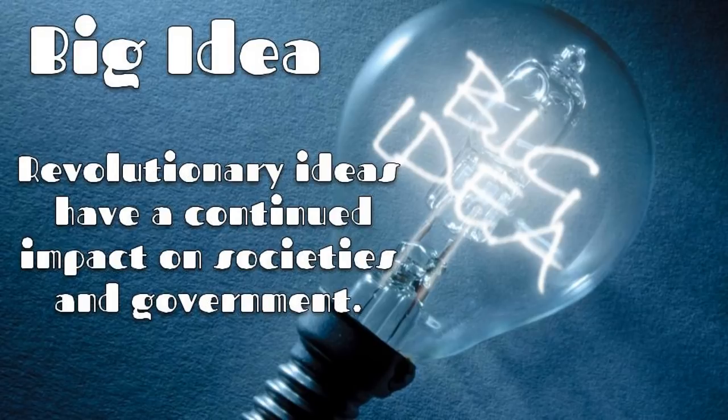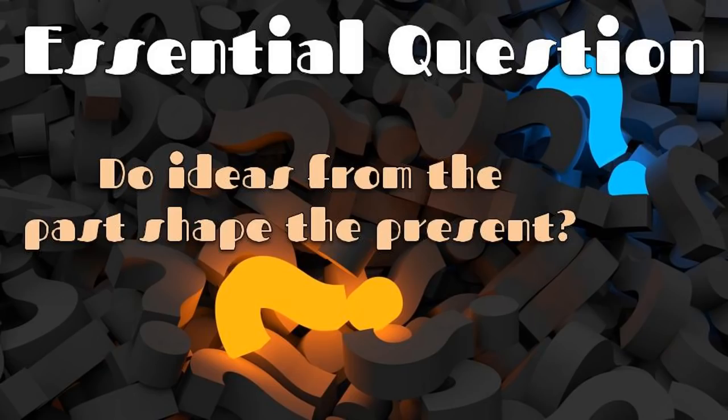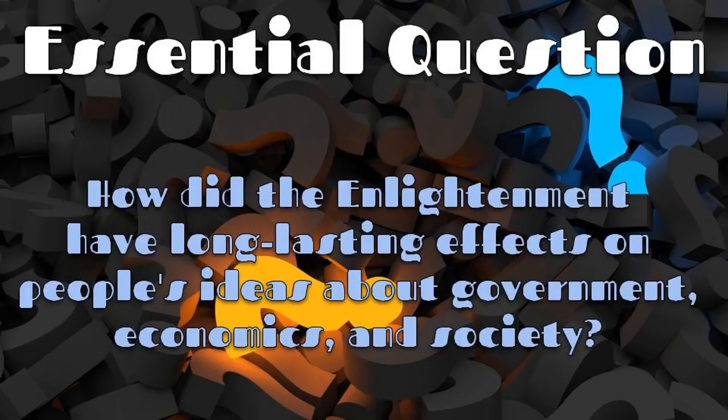In addition to that, we have a big idea for the unit, and that is: revolutionary ideas have a continued impact on societies and government. And we have two essential questions. The first one, do ideas from the past shape the present? The second is how did the Enlightenment have long-lasting effects on people's ideas about government, economics, and society?